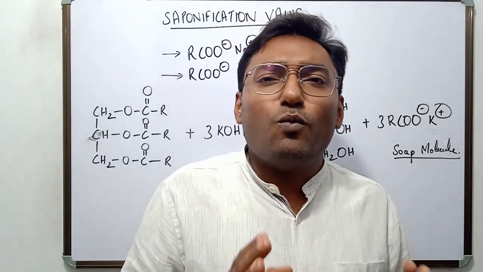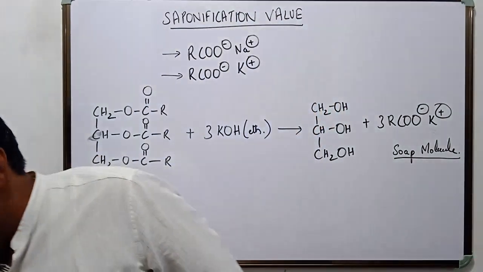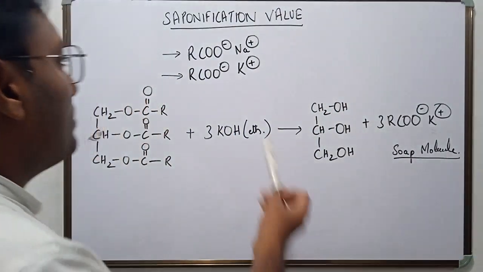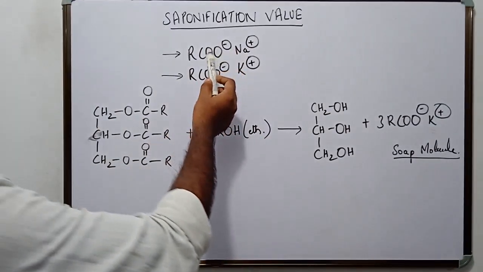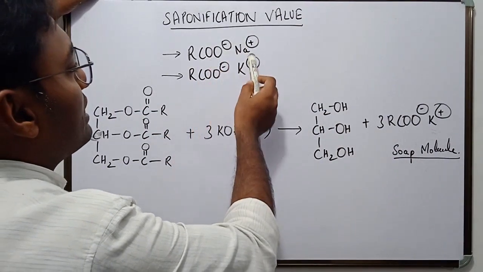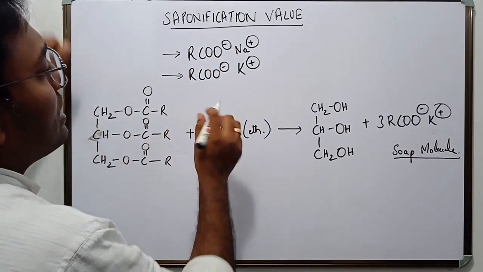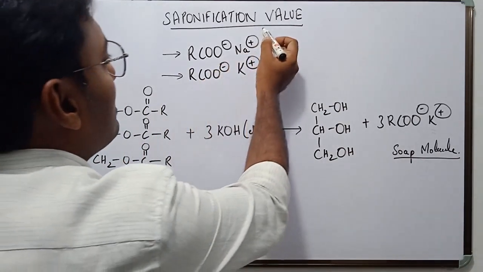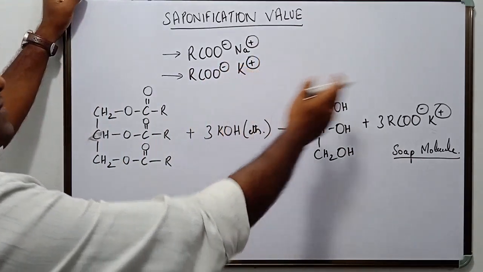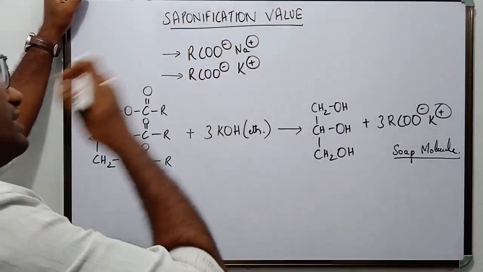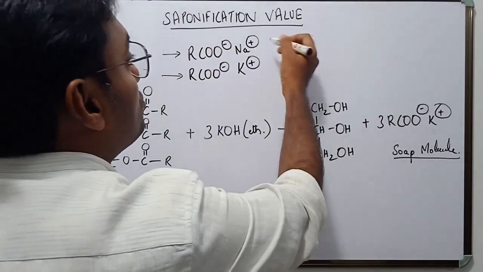Saponification number. What is a soap? As you can see, a soap is a sodium salt of long chain carboxylic acid, or it is a potassium salt of long chain carboxylic acid. Now, what is a long chain carboxylic acid? I am saying long chain carboxylic acid, not short chain.